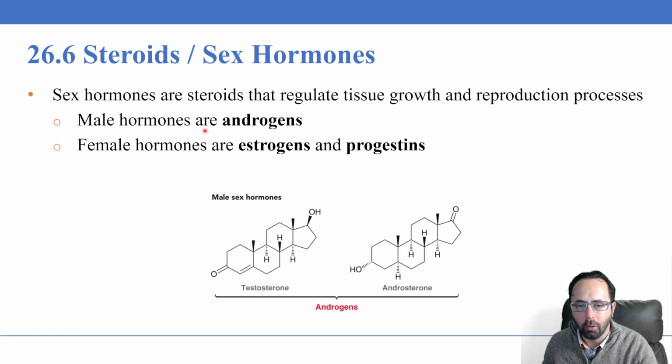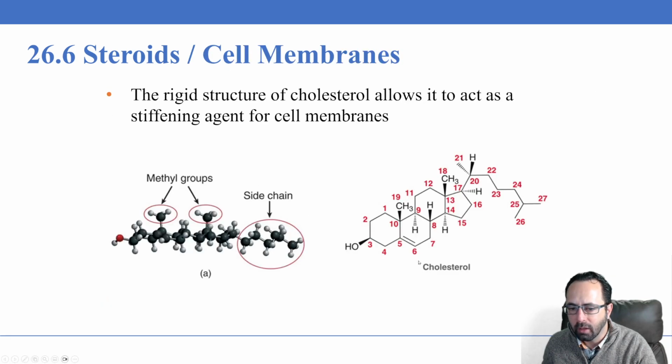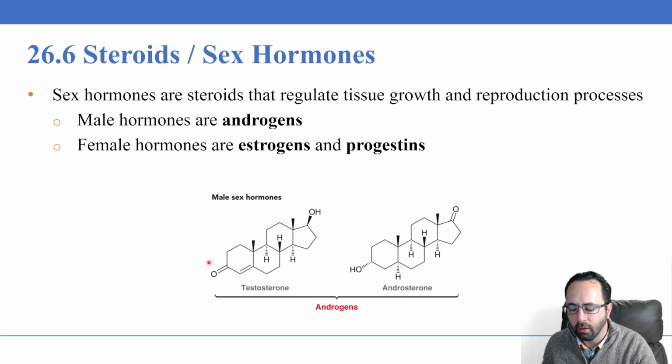The male hormones are called androgens. Female hormones are estrogens and progestins. An example of androgens here is testosterone in males. You can see this is similar to cholesterol. One difference here is the hydroxyl group is instead a ketone, and there's no long side chain here as there is in cholesterol.